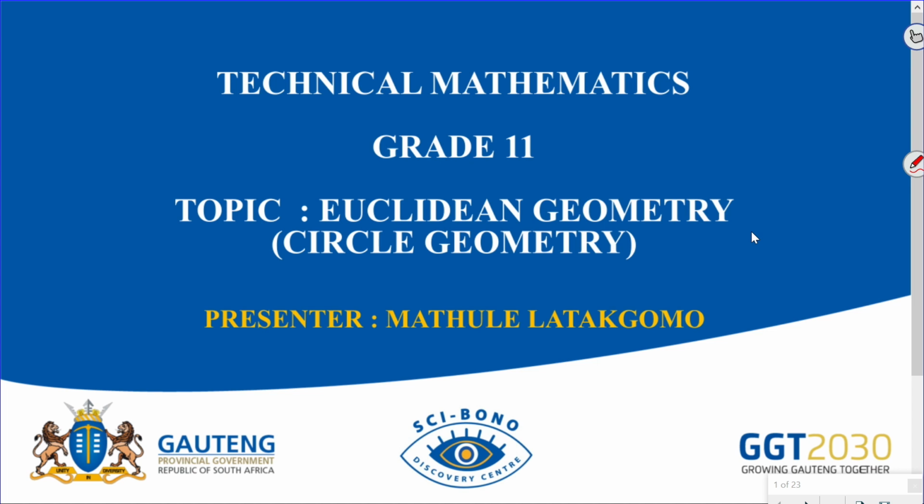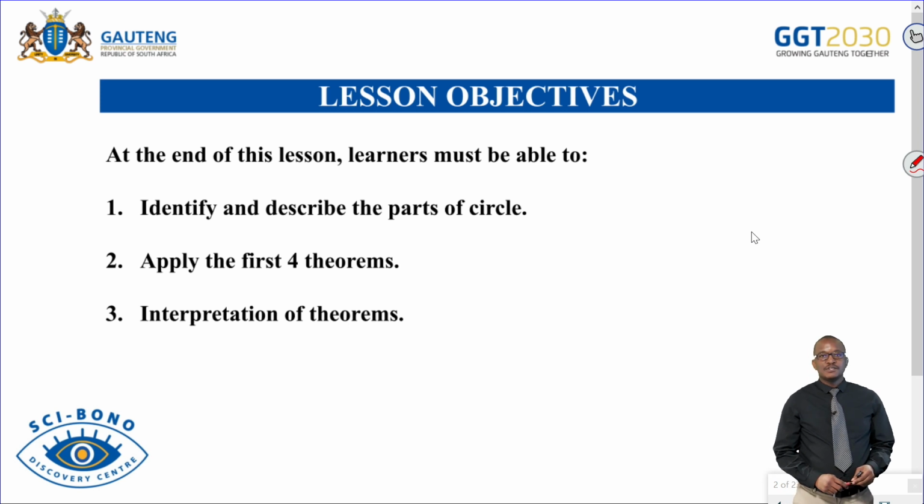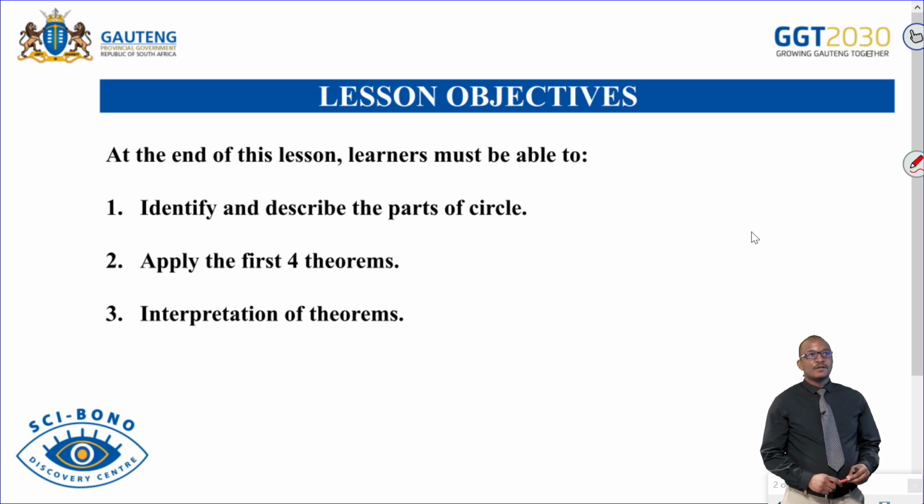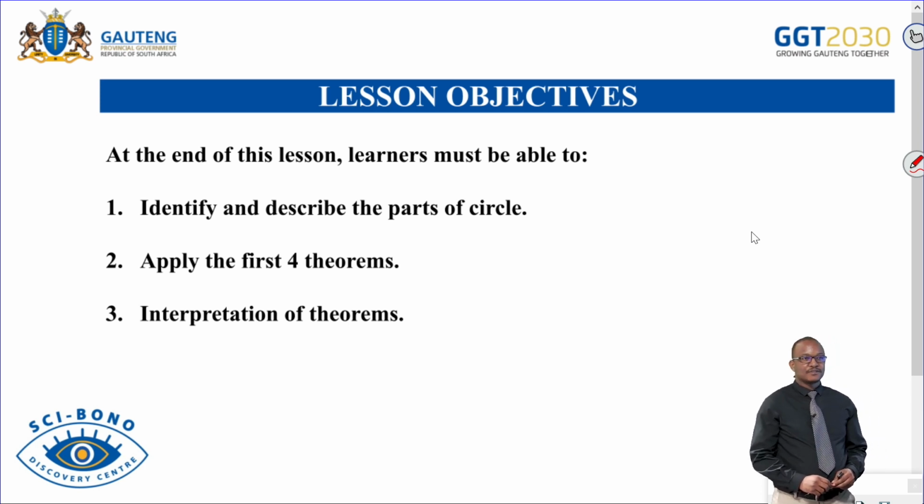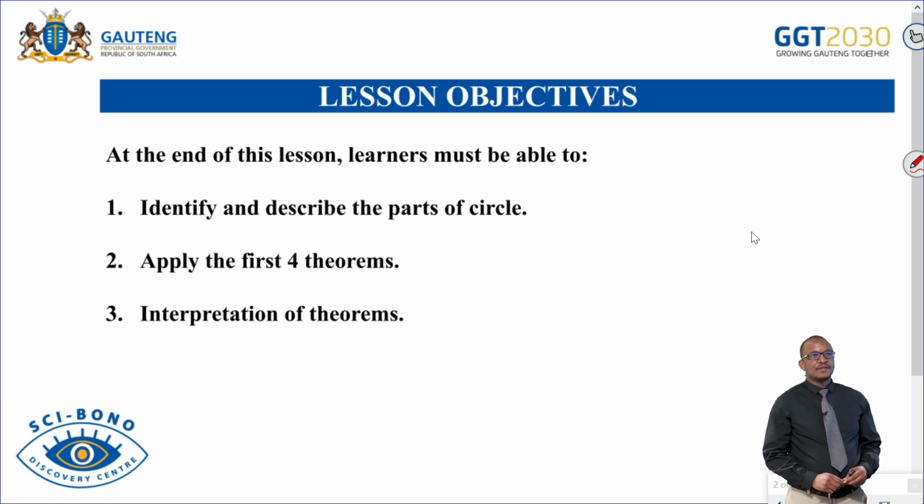Today's topic is Euclidean geometry, and we're going to look at circle geometry. Lesson objectives: at the end of this lesson, learners must be able to identify and describe parts of circles and apply the first 4 theorems. So far, I guess you have done the first 4 theorems, and we have to do the interpretation of those theorems. You need to be able to interpret them.